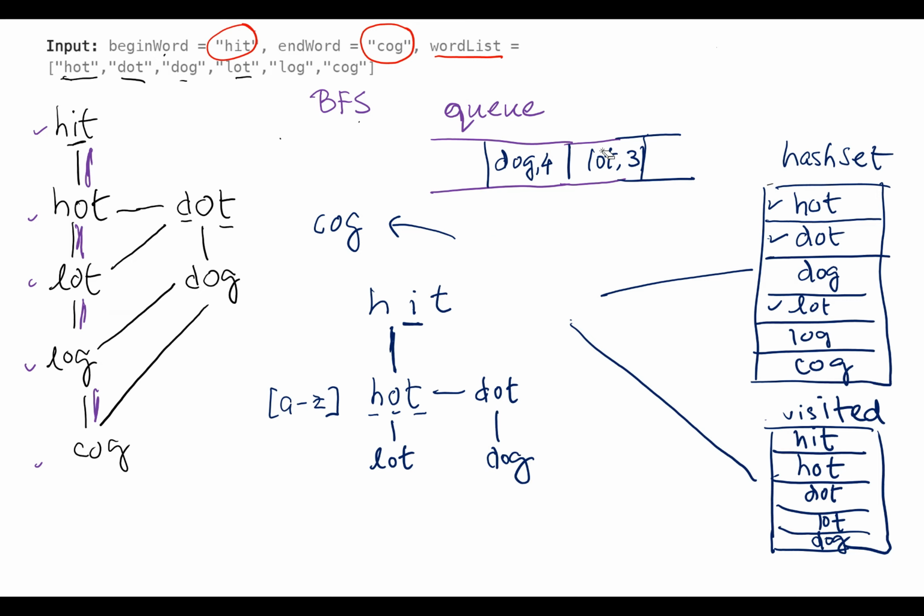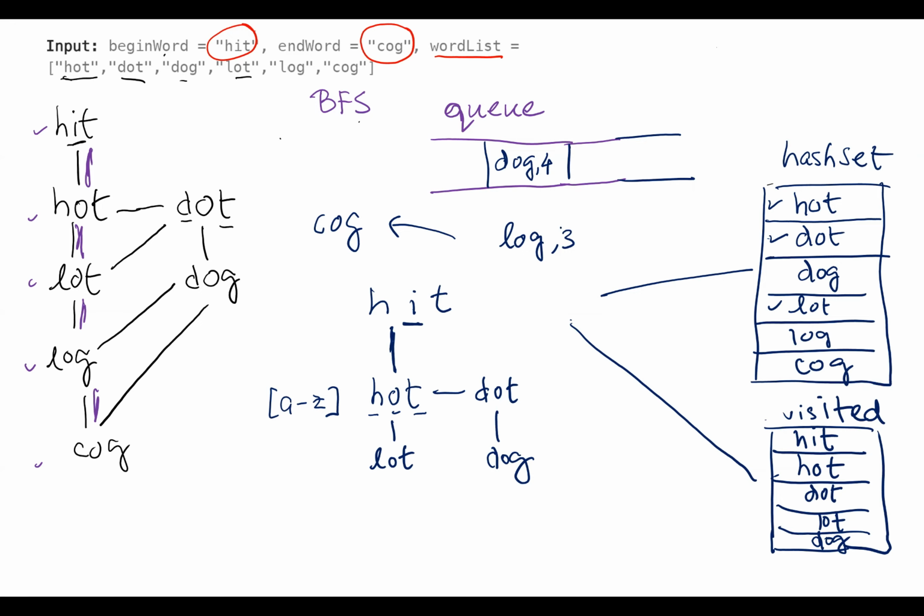So next what I have to do is I have to take out log, right? So every time, this is important, from every level, I will take only the ones that are in the same level. I will take only those out of the queue, right? Okay. So I have to keep track of the size of the queue.